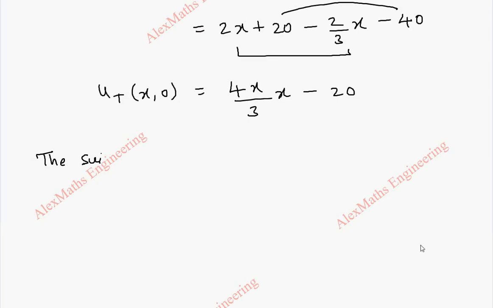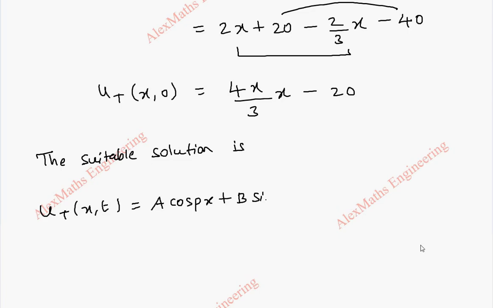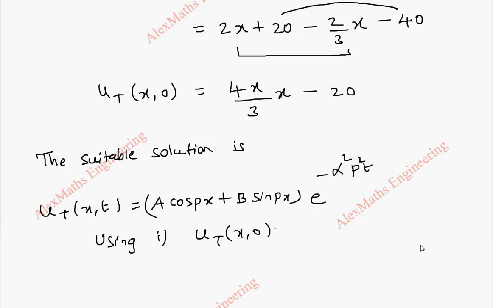The suitable solution is u(x, t) = (A cos px + B sin px) e^(-α²p²t). Now using the first condition, u(x, 0).